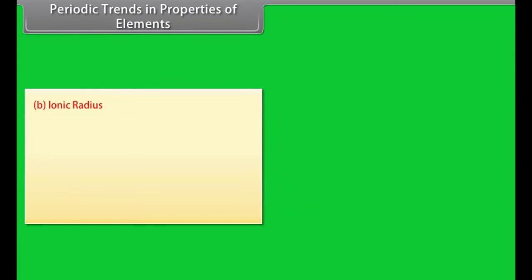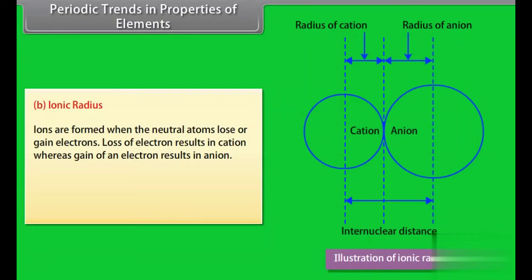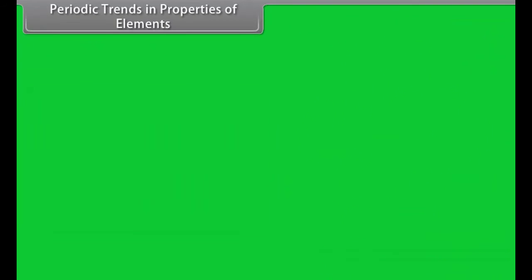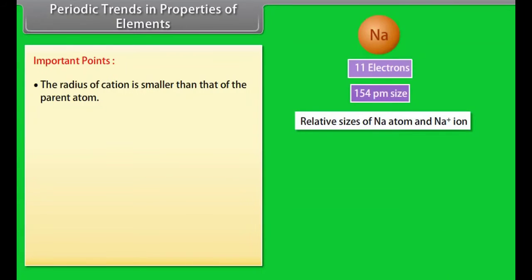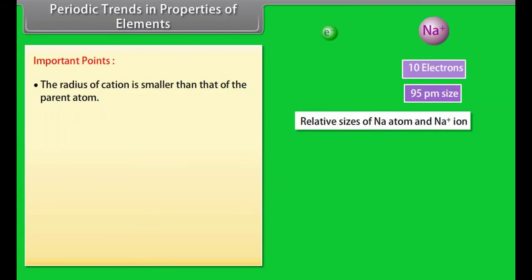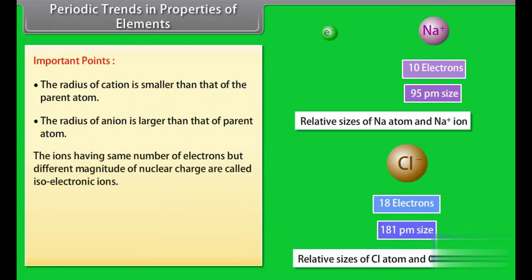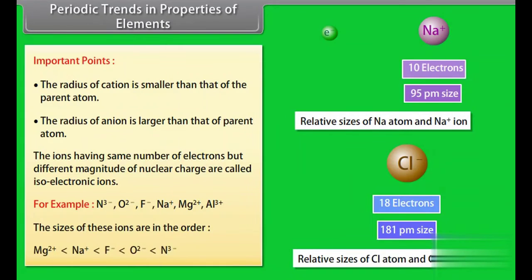B. Ionic radius. Ions are formed when the neutral atoms lose or gain electrons. Loss of electron results in cation, whereas gain of an electron results in anion. Ionic radius may be defined as the effective distance from the nucleus of the ion to the point up to which it has an influence in the ionic bond. Important points. The radius of cation is smaller than that of the parent atom. The radius of anion is larger than that of parent atom. The ions having same number of electrons but different magnitude of nuclear charge are called isoelectronic ions. For example, the size of these ions are in the order shown.